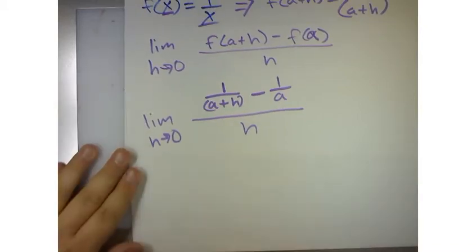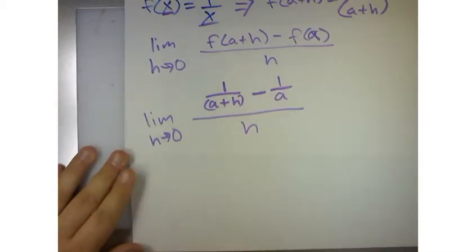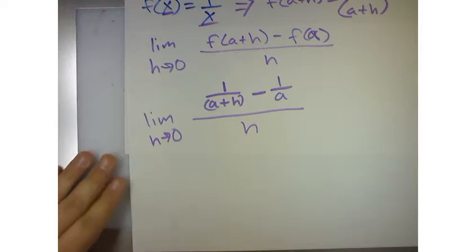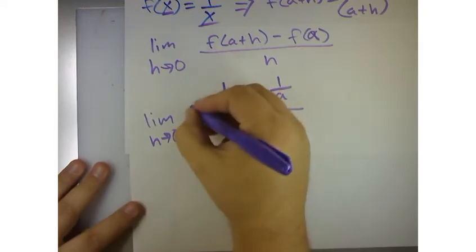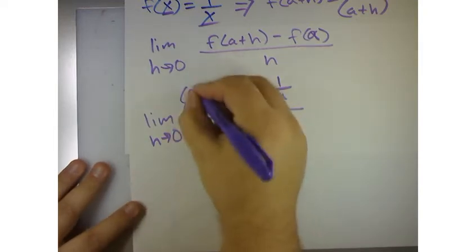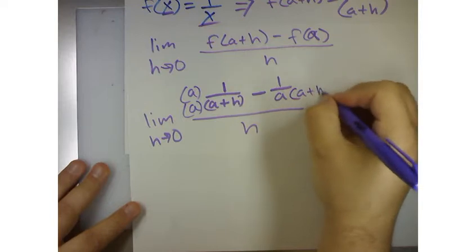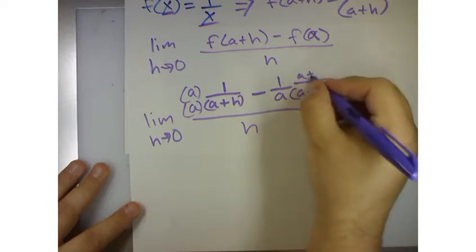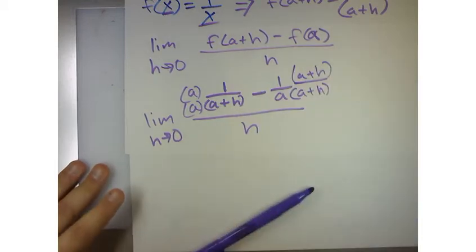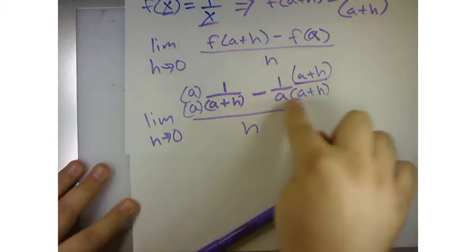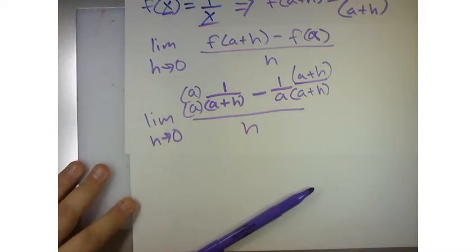Well, I'm going to combine these two, and the way that I do this, I have to have a common denominator. So I'm going to multiply this by a, and then I'm going to multiply this by a plus h, right? That gives me a common denominator. You guys remember that trick from back in the day? Throwback. To find the common denominator, you can always multiply one denominator by the other, and that'll give you a common denominator.